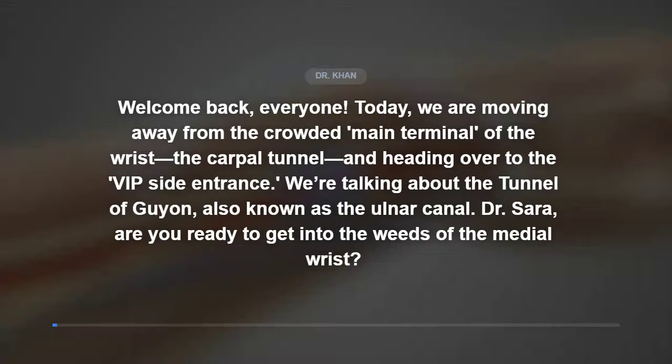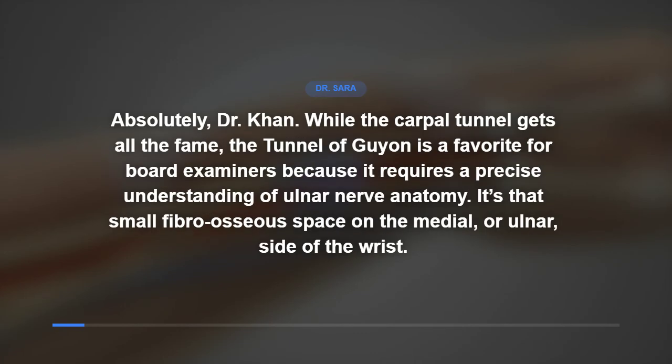Welcome back, everyone. Today we are moving away from the crowded main terminal of the wrist, the carpal tunnel, and heading over to the VIP side entrance. We're talking about the Tunnel of Guyon, also known as the ulnar canal. Dr. Sarah, are you ready to get into the weeds of the medial wrist?